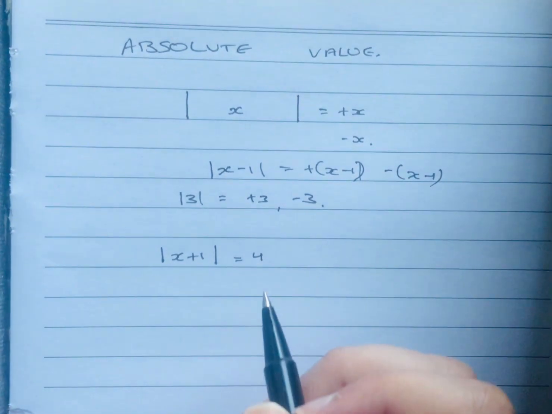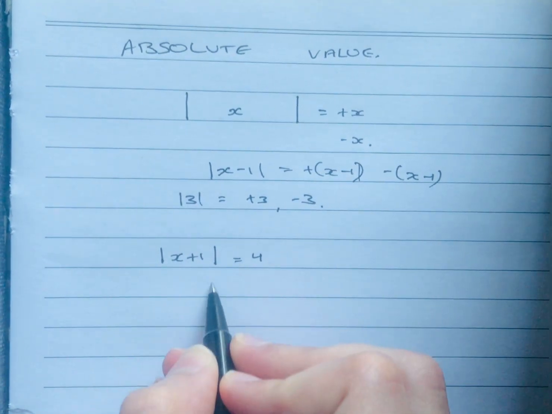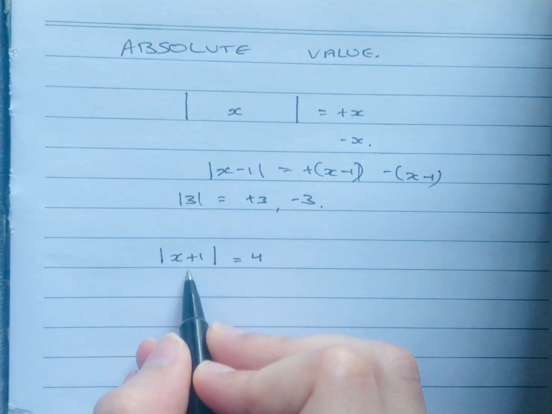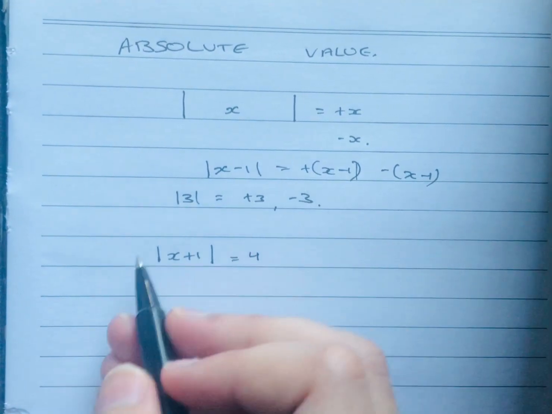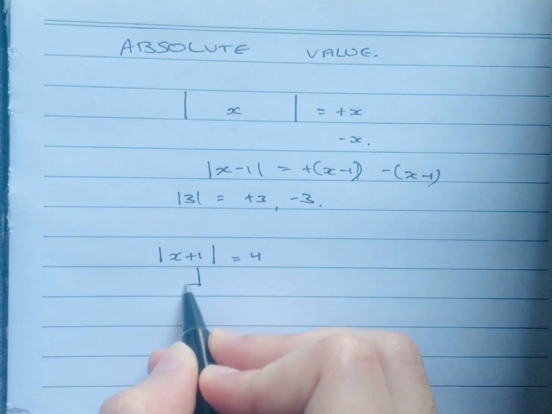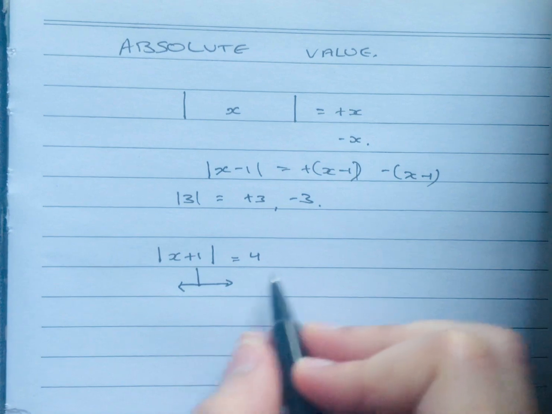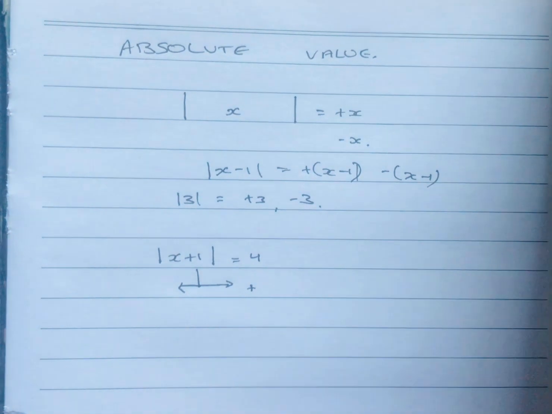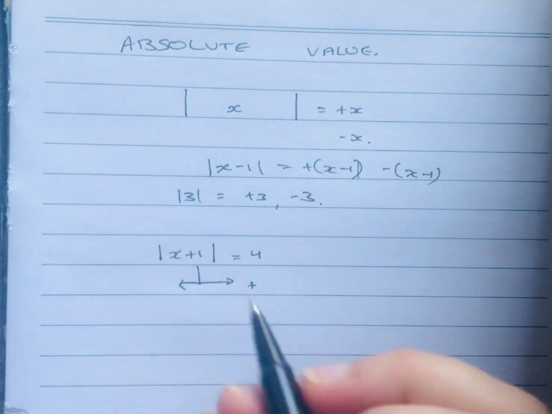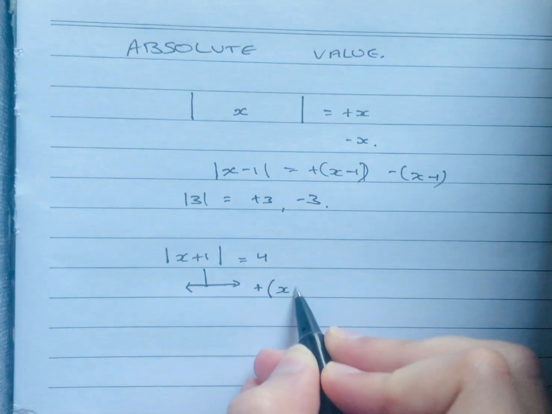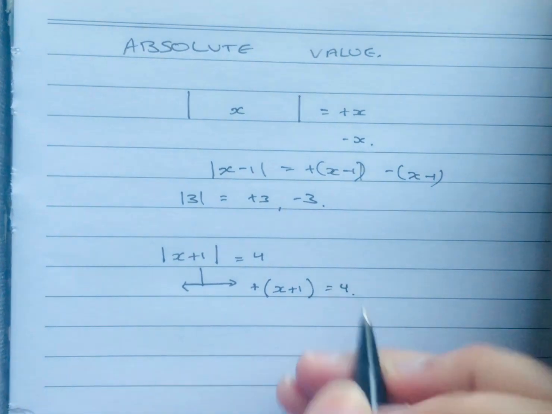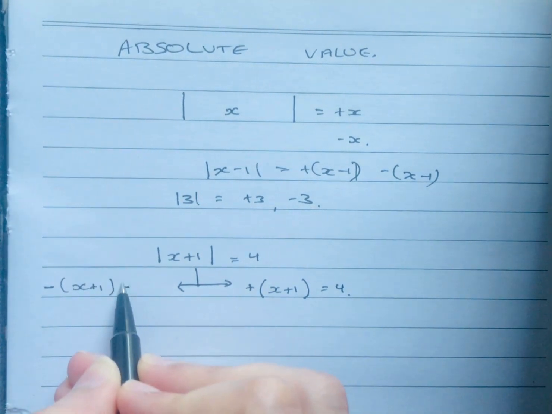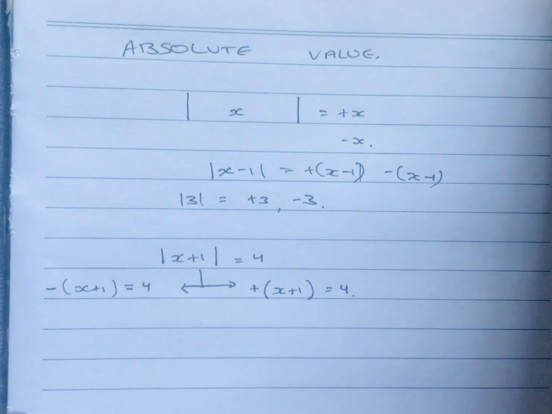Now the first thing you got to do is you split it into positive and negative. So this can be split into two equations. The first one is whereby everything inside the two bars is positive. So it's going to be x plus 1 is equal to 4. This is the first equation, and the second one will be negative x plus 1 is equal to 4. And then you start solving each one after the other.